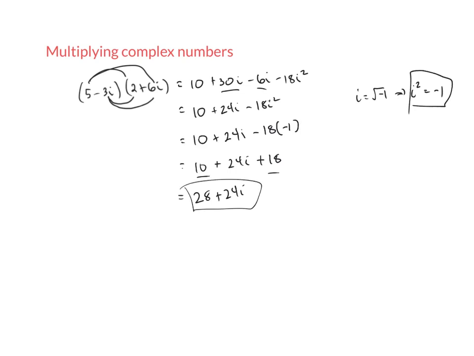So anytime you're multiplying complex numbers, here are the steps. You FOIL it out, combine like terms as normal, but anywhere you see an i squared, you replace it with negative 1, and then simplify down to the end.